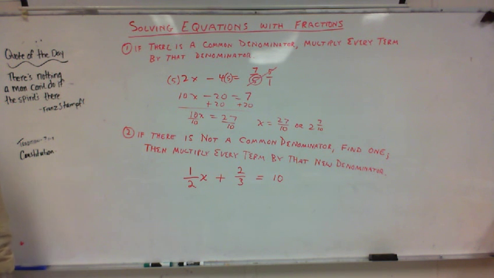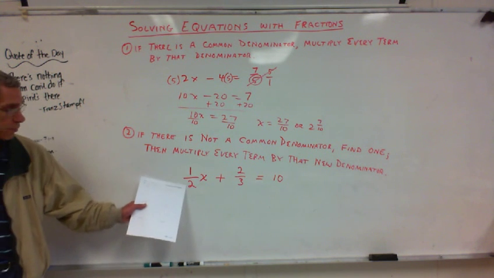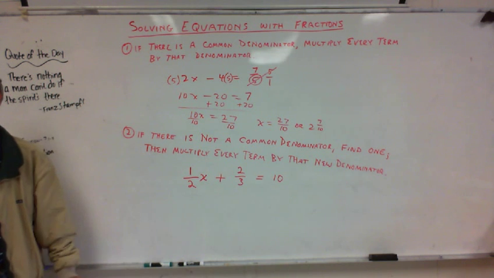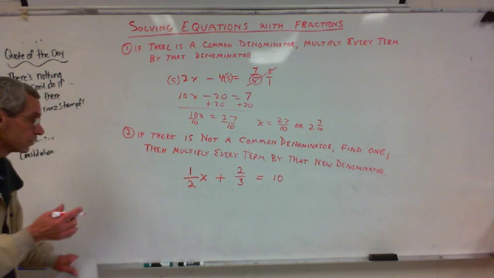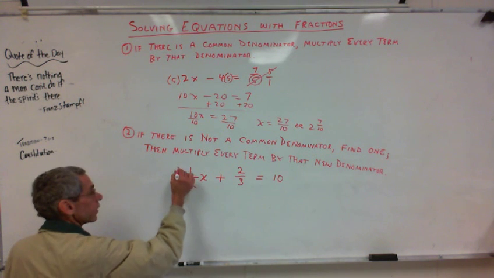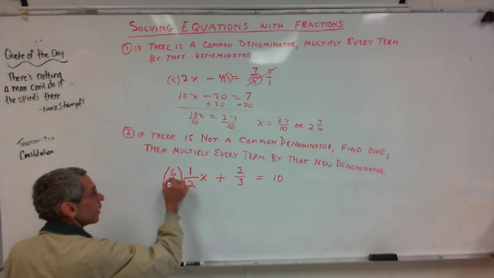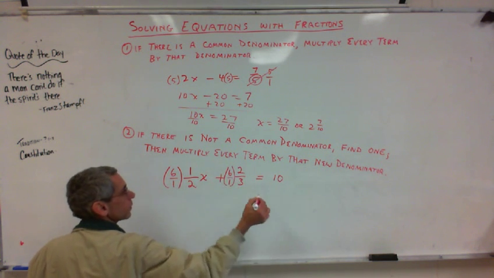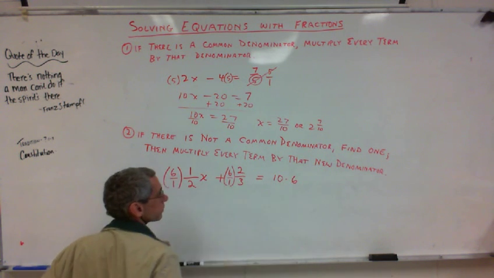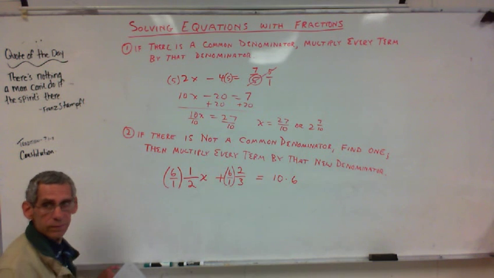You don't have to write this down. You use it, you put it in your head. You say, okay, the lowest common denominator between 2 and 3 is 6. So multiply everything times 6. Watch this. And again, do it like this: 6 over 1, 6 over 1, 6. Okay, you with me?